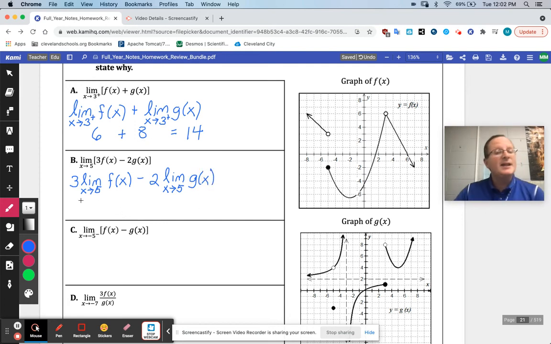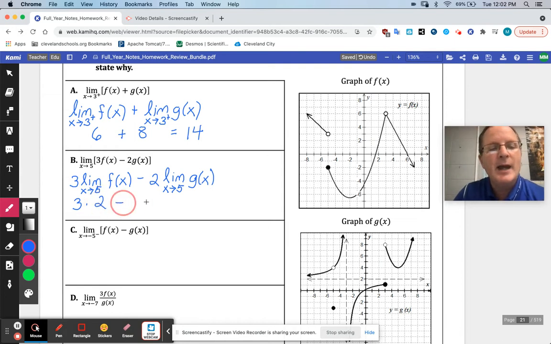Okay, good Lord. All right, so here we go. So I've got 3, and this is not a left or right. This has to exist. If this does not exist, DNE, then we're done with this problem because the whole thing wouldn't exist. If only part of it doesn't exist, none of it does. X approaching 5, I better have a clear value here. I do. There's not even a hole or anything. It's flat out 2.